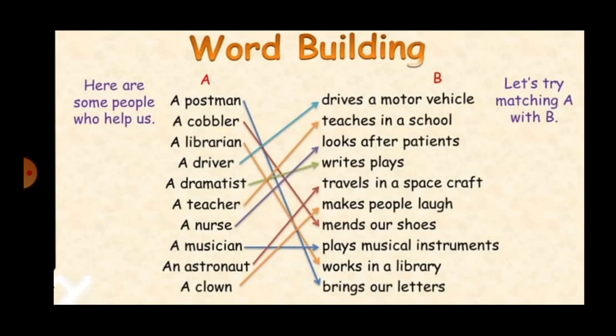Next is a clown. In column A, the last one is a clown that you have to match in column B. Makes people laugh. What do a clown do? Clown makes people laugh. So in this way, you have to match column A with column B correctly. In column A, helpers are given, and in column B, their works are given. So you have to match correct helper with the correct work.